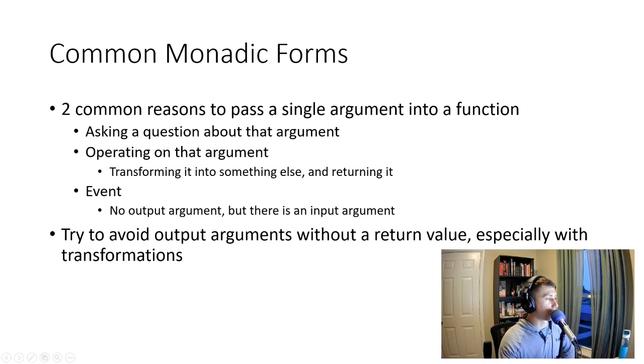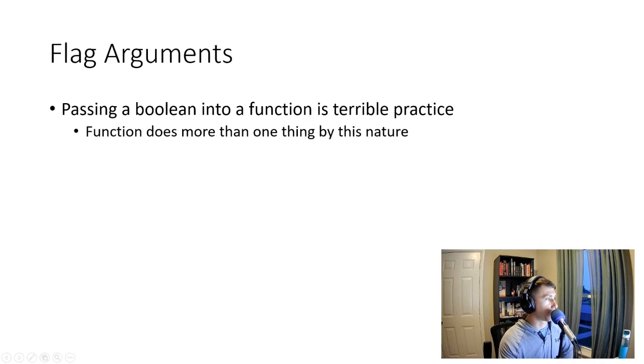And Robert says here, try to avoid output arguments without a return value, especially with transformations. So if you transform something, most oftentimes you want to return that. You don't want to just transform it right in the function without returning it, which I guess makes sense. You don't want your functions to have any sort of external side effects, if you will. So if you're going to have output arguments to a function, make sure you just return them.